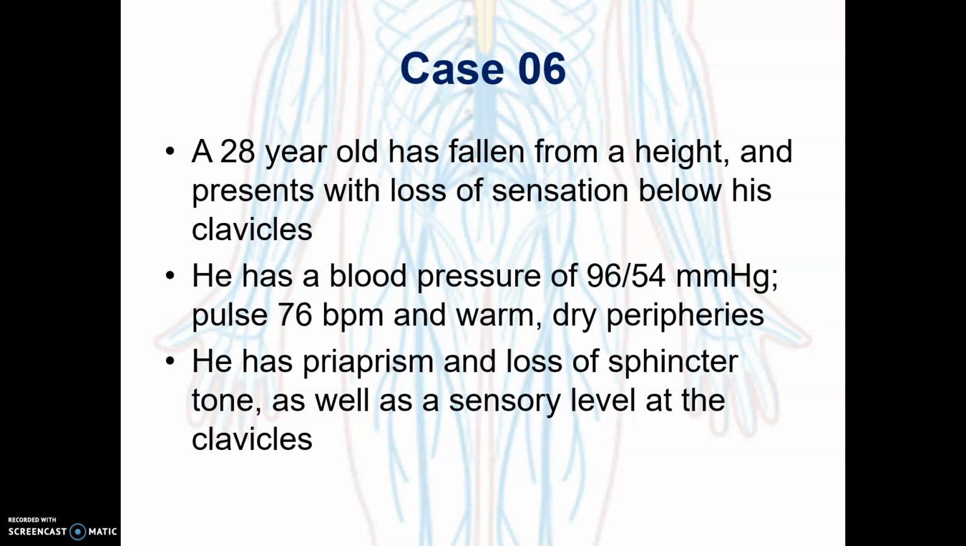Finally, a 28-year-old has fallen from a height and presents with loss of sensation below his clavicles. He's hypotensive but not tachycardic, and his peripheries are warm and dry, and he's noted to have priapism and loss of sphincter control, as well as a sensory level at the clavicles. Pause the video and see if you can remember anything about this particular condition.